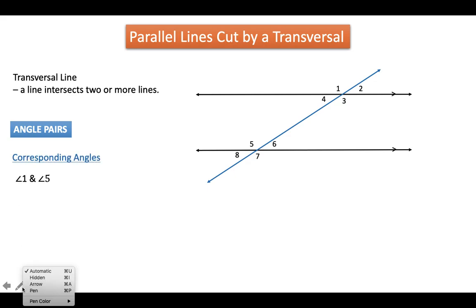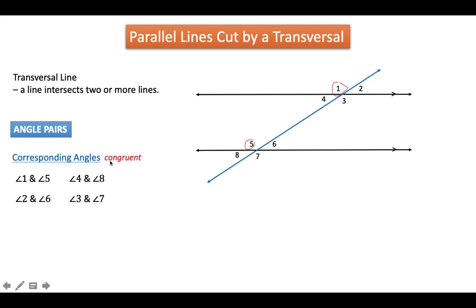Let's start with the corresponding angles. Angles 1 and 5 are said to be corresponding angles. So this angle here and right here are called corresponding angles. The other corresponding angles are 2 and 6, this angle here and right here. Angles 4 and 8 are also corresponding. And lastly, angle 3 and angle 7. And these corresponding angles are said to be congruent.